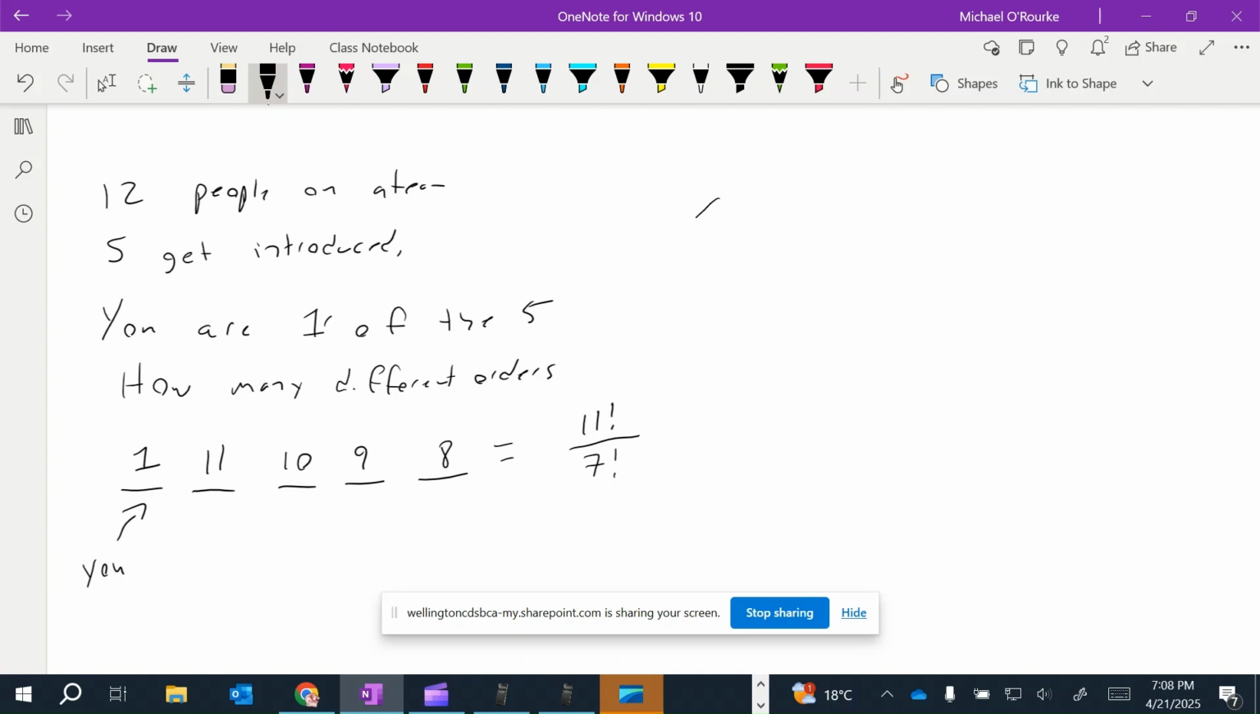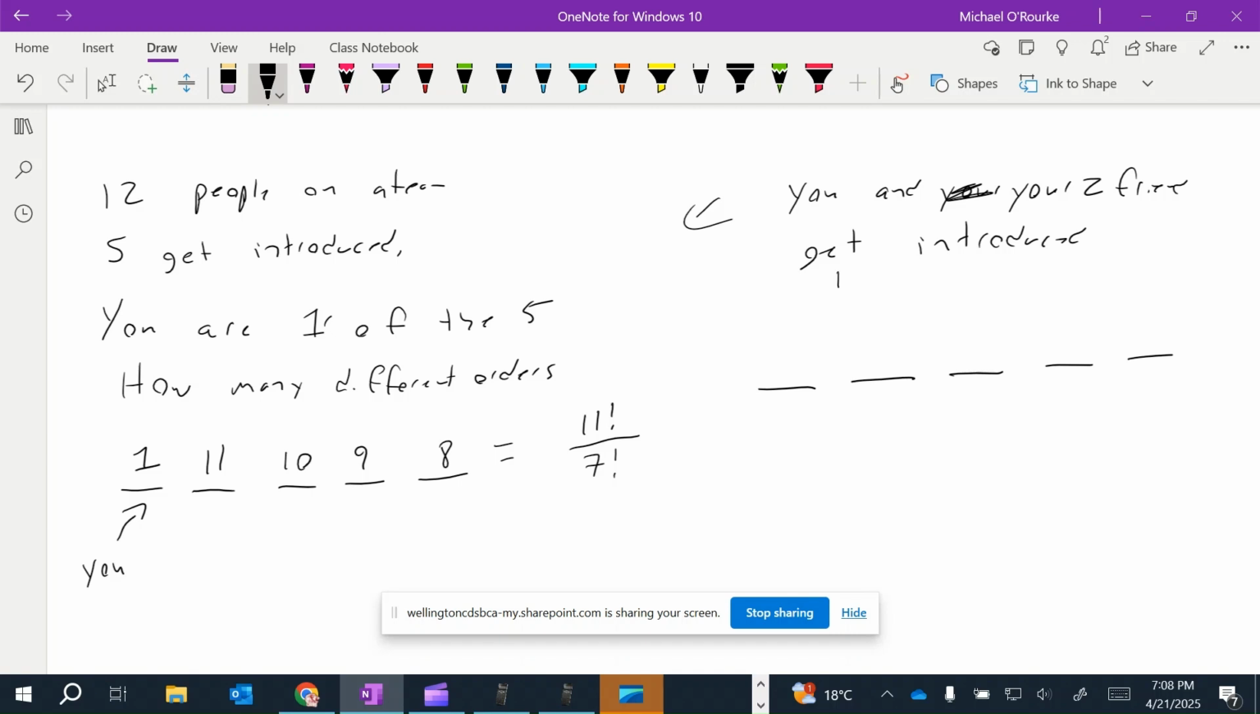If we did the exact same thing, and I said you and your 2 friends get introduced. So you and your 2 friends get introduced. Let's just do that. Let's go get intros first. So you're going to be the first 3 introduced. Your first 3 introduced.